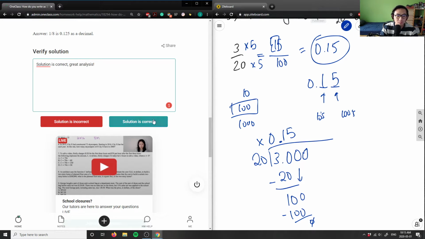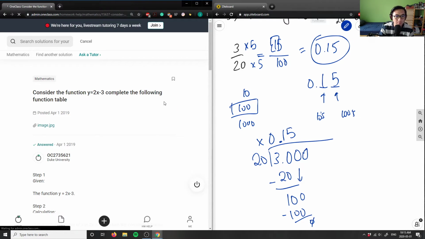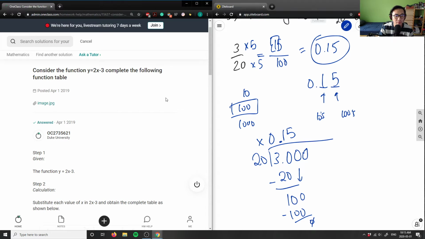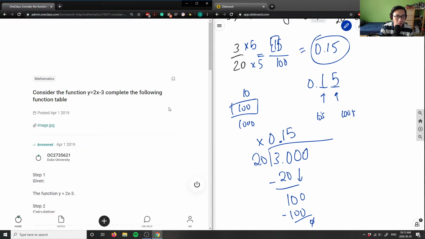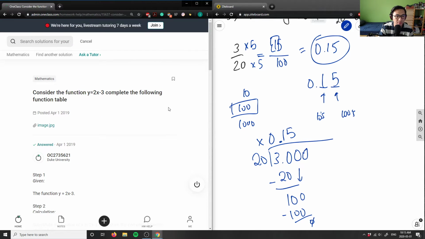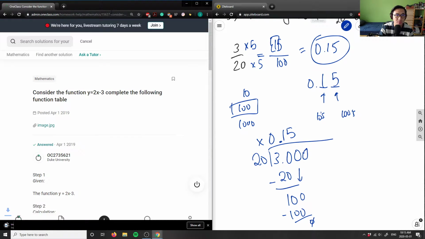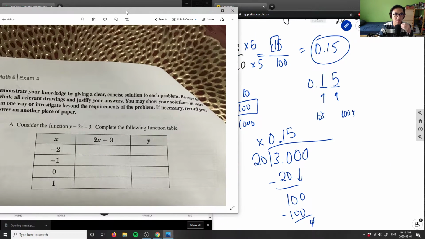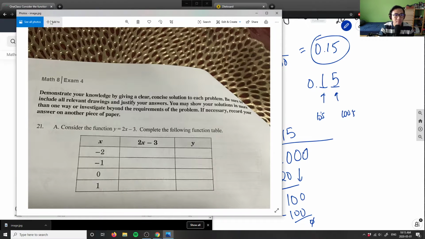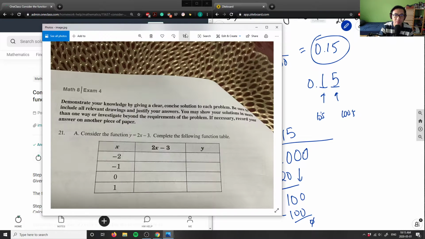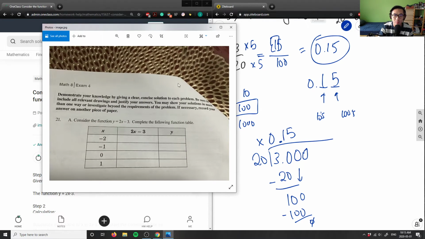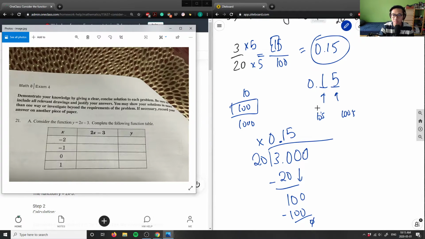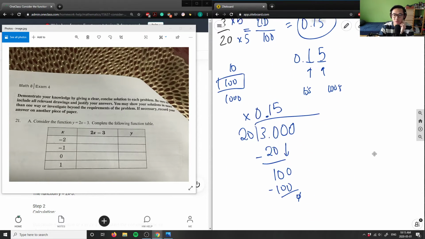It says, consider the function y equals 2x minus 3. Let me see if it's this one here. Yeah, okay, so this here is the question. Here you go. Okay, so this is question 4.